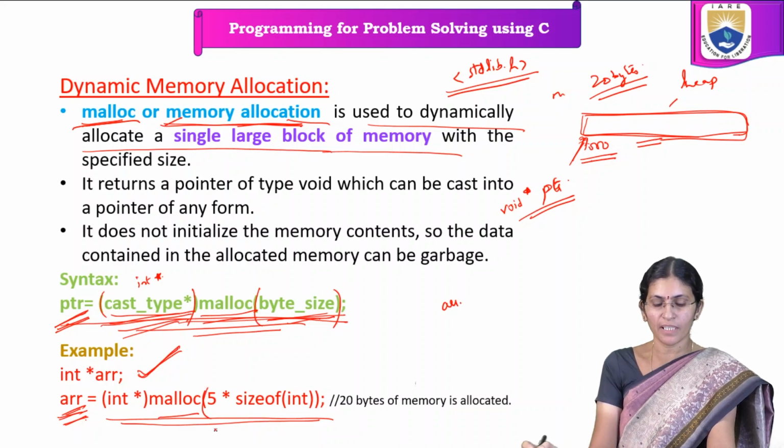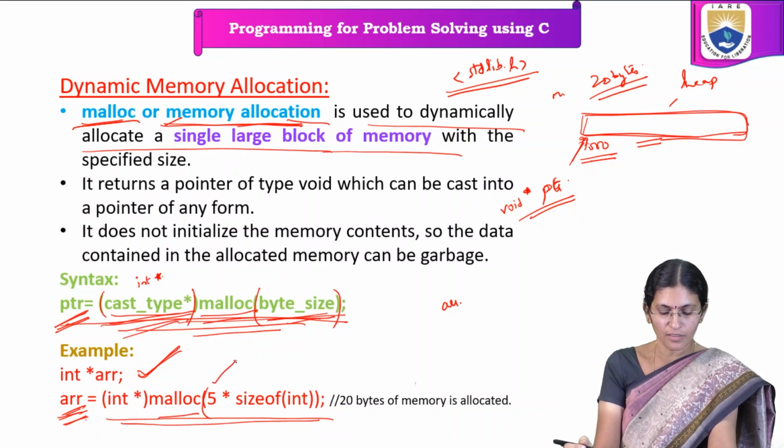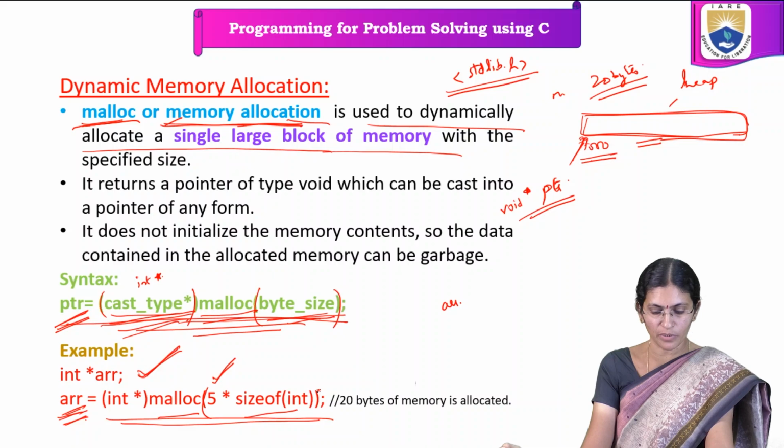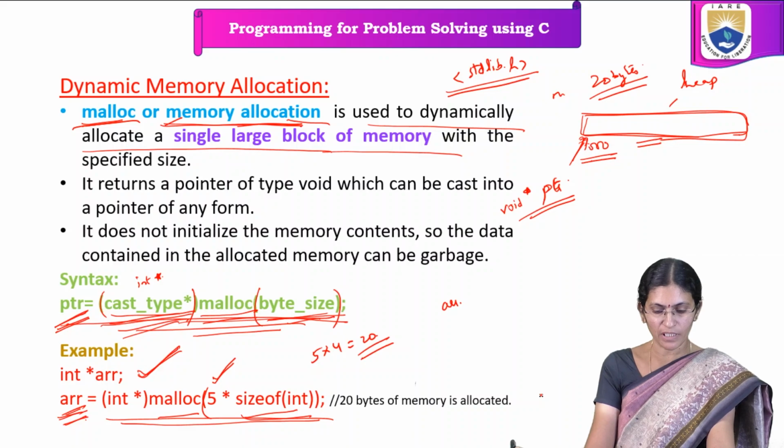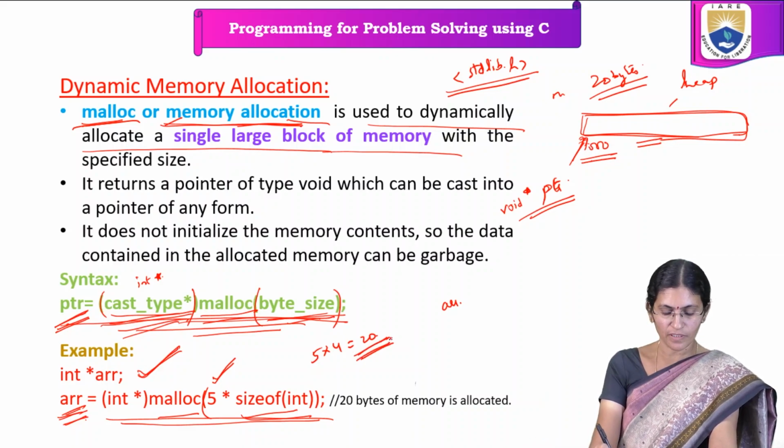This statement implies that we are allocating memory which is equal to 5 into size of int. This size of int varies from computer to computer, therefore we have written size of int here. Suppose it is 4. So 5 into 4, 5 4s are 20. So 20 bytes of memory will be allocated, and the base address of this.